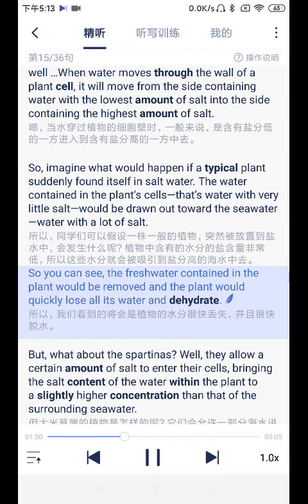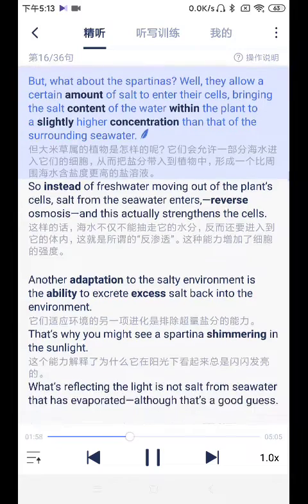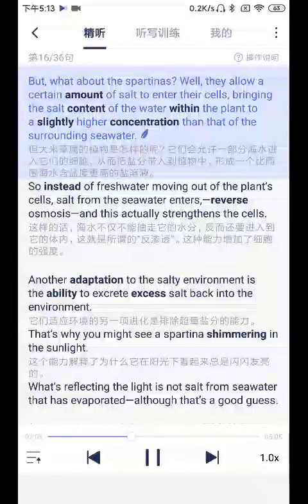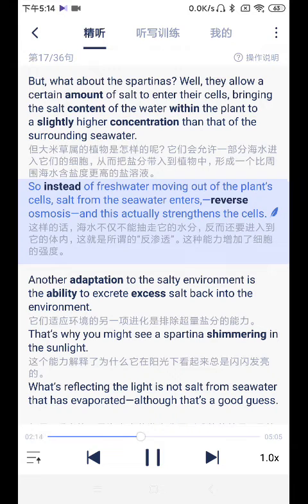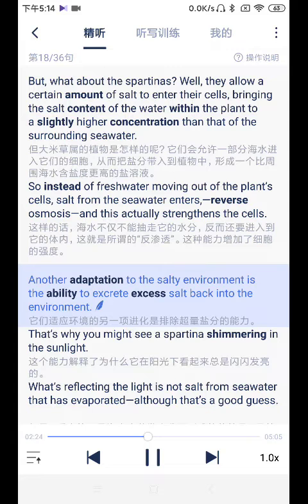So you can see the fresh water contained in the plant would be removed, and the plant would quickly lose all its water and dehydrate. But what about the Spartinas? Well, they allow a certain amount of salt to enter their cells, bringing the salt content of the water within the plant to a slightly higher concentration than that of the surrounding seawater. So instead of fresh water moving out of the plant's cells, salt from the seawater enters, reverse osmosis, and this actually strengthens the cells.